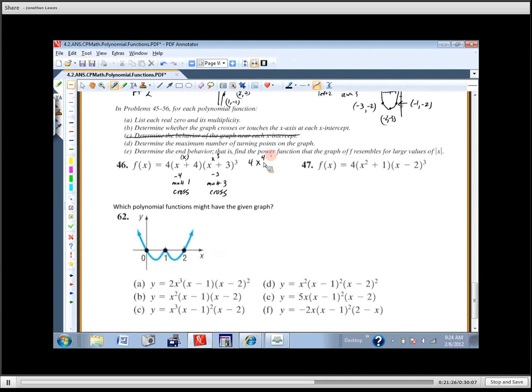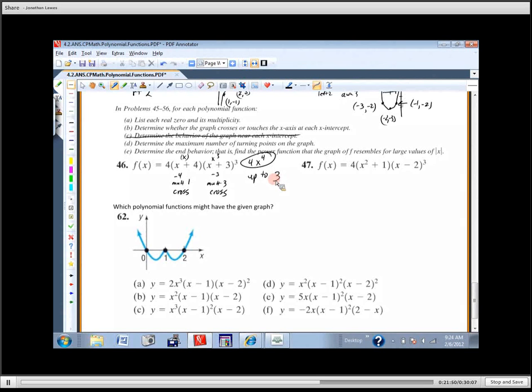Okay? This is what it looks like. That coefficient there is a big deal, especially when it's negative. Okay? So that's what it looks like. And then the maximum number of turning points: up to, careful, up to 3. Up to 3.